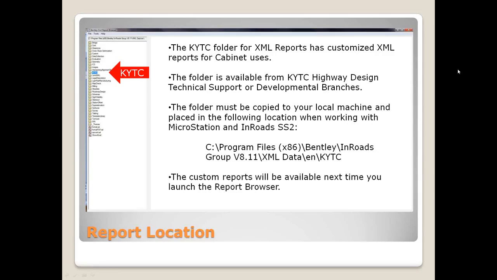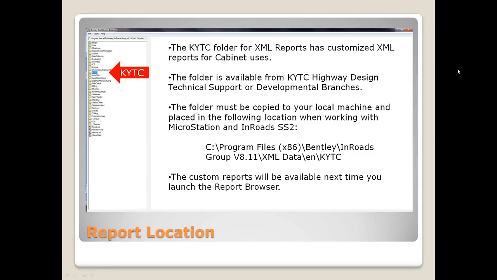So the folder, all the XML style sheets are available from Highway Design Technical Support or developmental branches. So you can email that KYTC CAD support at ky.gov. If you don't have them, we'll get them to you. And then there's just some information on where it needs to be copied to your local machine. And once you get it copied there, the next time you launch the report browser, you'll have those available to you.